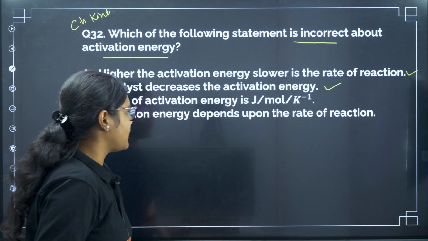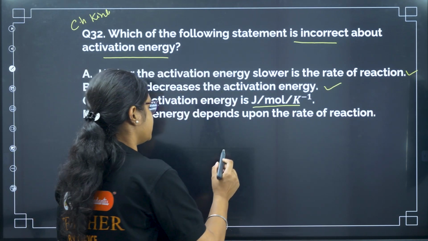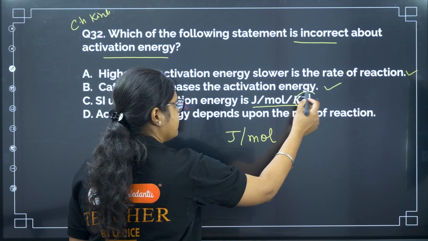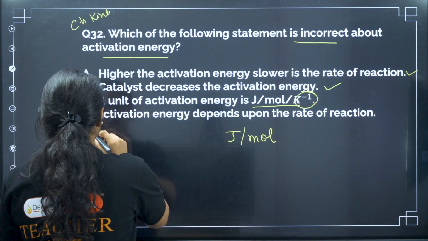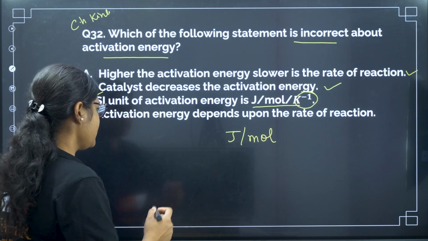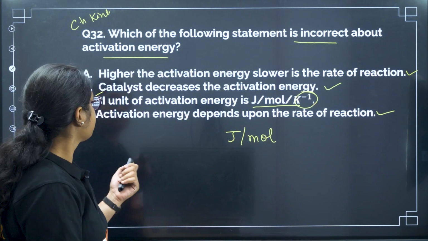Now, the SI unit of activation energy is joules per mole per Kelvin. So this statement is wrong. The SI unit of activation energy is joules per mole. There is no Kelvin unit there. So this is your incorrect statement. The correct answer is option number C. Activation energy depends on the rate of the reaction. This is also correct.